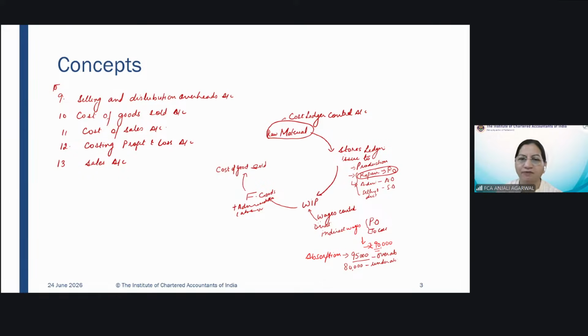So your next entry will be cost of goods sold account debit to finished goods. And here the selling and distribution overheads will be absorbed. So selling expenses will first be incurred, selling and distribution expenses to cost ledger control account. Then they will be absorbed to the cost of goods sold. So when selling and distribution expenses are added to cost of goods sold, it becomes cost of sales.